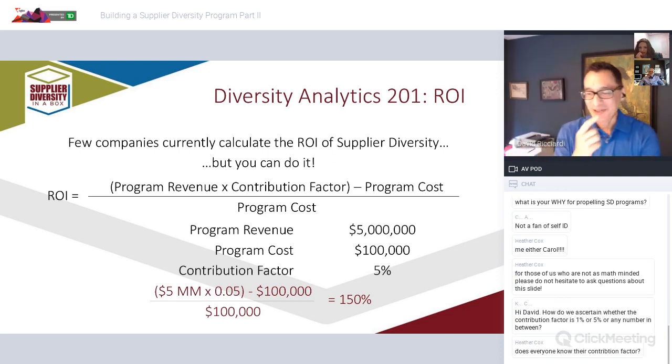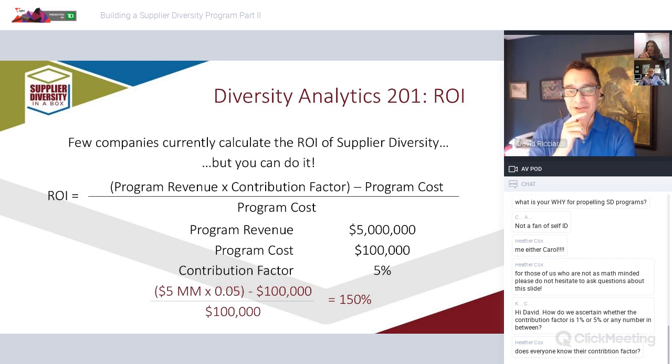I do see the question there on the contribution factor. That is really a judgment call. I would say 5% is probably on the higher end. If you've got an engagement with a customer where that supplier diversity program was really integral, they asked for it, they want you to report maybe as part of that contract your diverse spend numbers, and maybe your competitors weren't able to do that, and that's one of the things you brought to the table, you might choose that higher number.